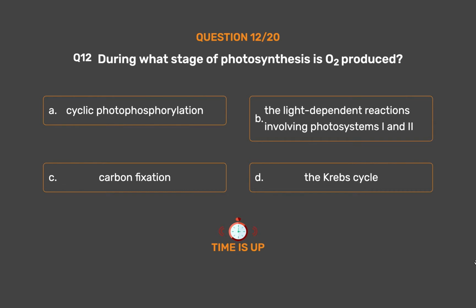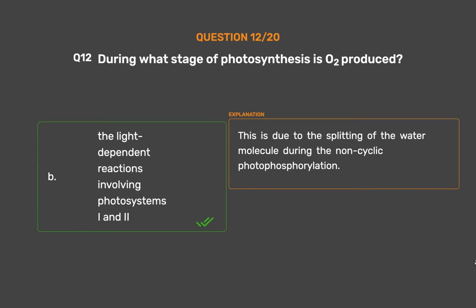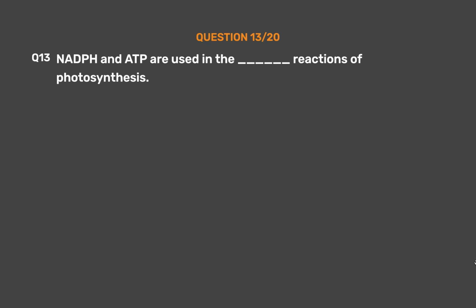The correct answer is option B. The light-dependent reactions involving photosystems 1 and 2. This is due to the splitting of the water molecule during the non-cyclic photophosphorylation. Question number 13. NADPH and ATP are used in the reactions of photosynthesis.